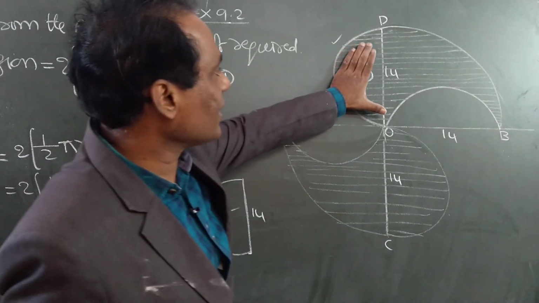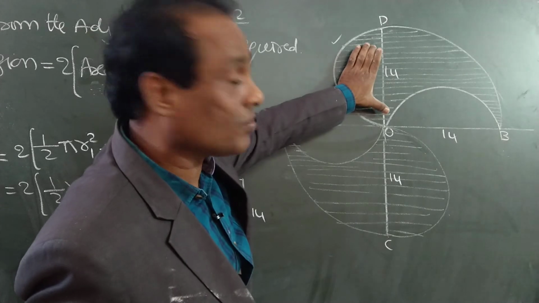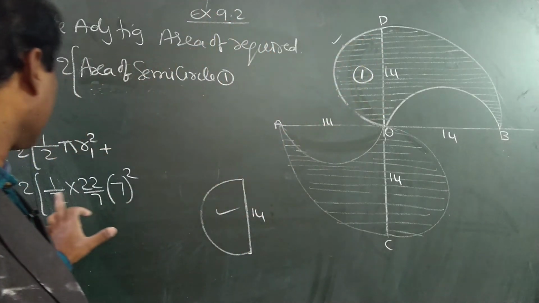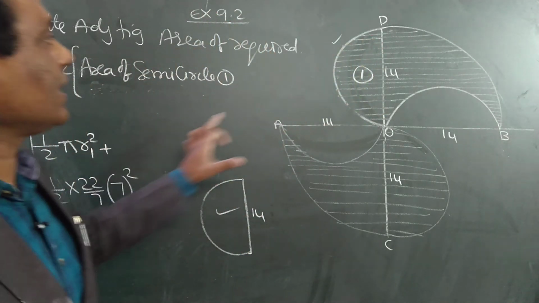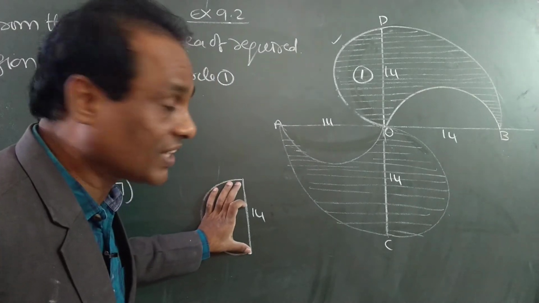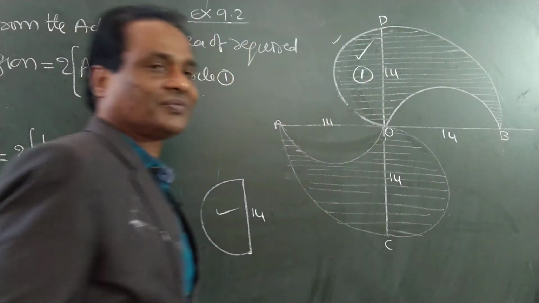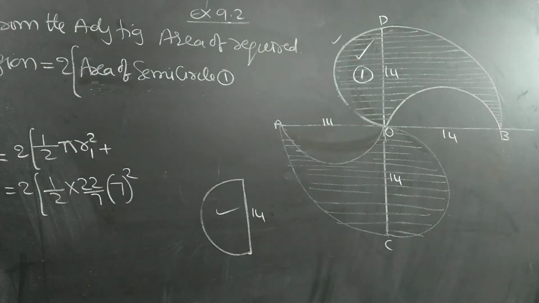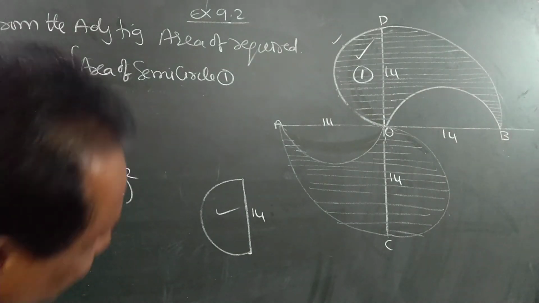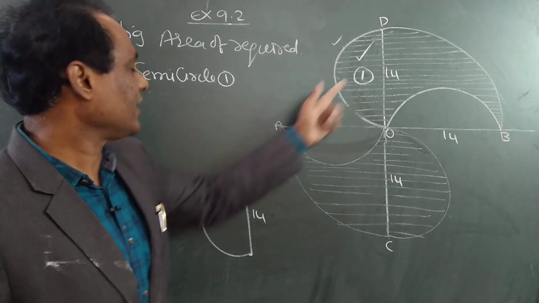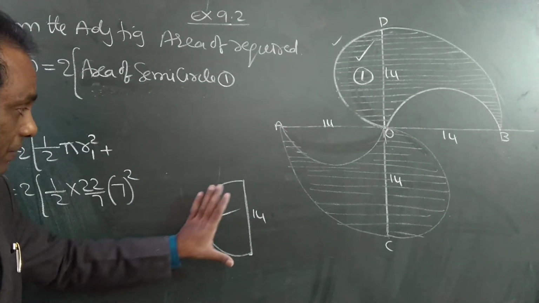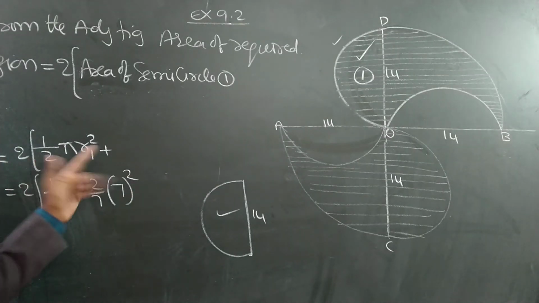This part is over. This part is a semicircle, and its area is half pi r square. The diameter is 21, the radius is 7. So this is over. Next, I have drawn this separately here, and this is a semicircle. This is perfectly a semicircle whose area is half pi r square.